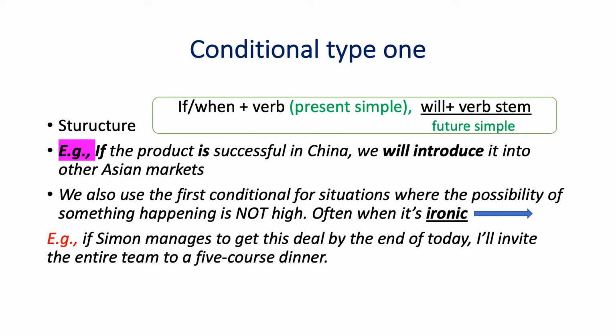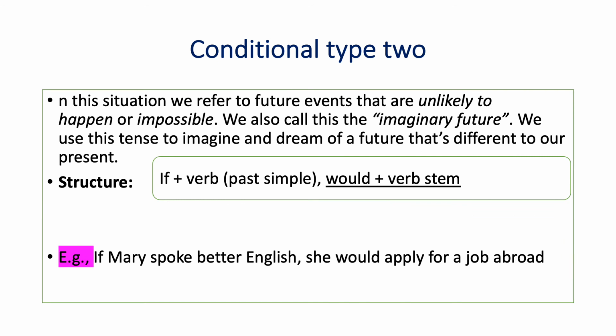So this is it. Here we have an ironic sense, okay, because they know that Simon is not going to get this deal, so they are just kidding. Okay, this is what we call ironic, or sarcasm here. All right. So this is only a specific context here when we use conditional type 1. Well, next, okay, we have conditional type 2.